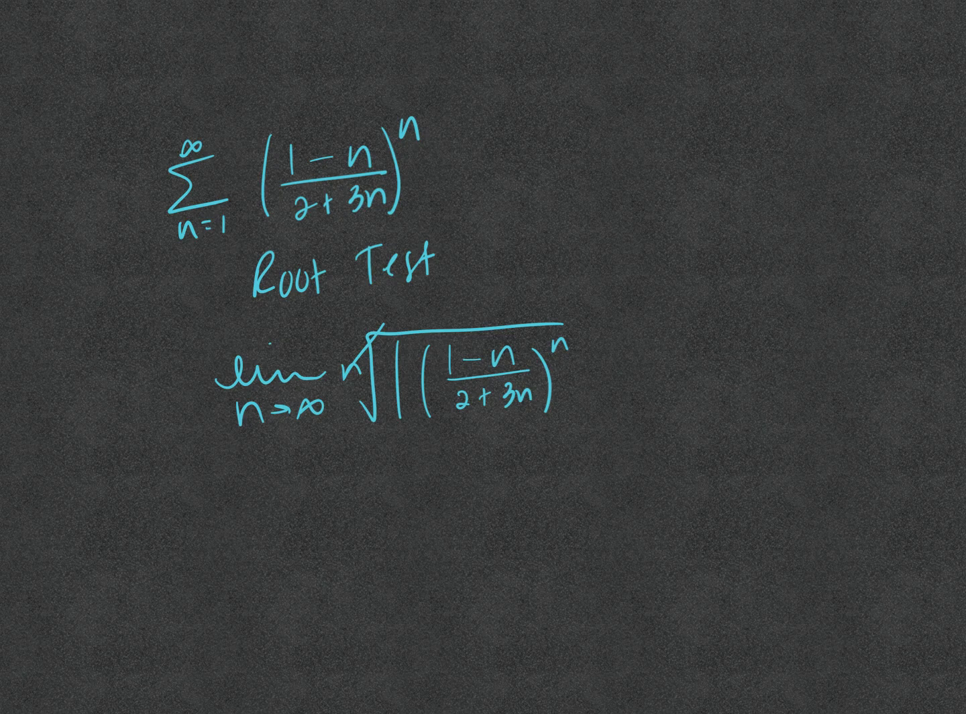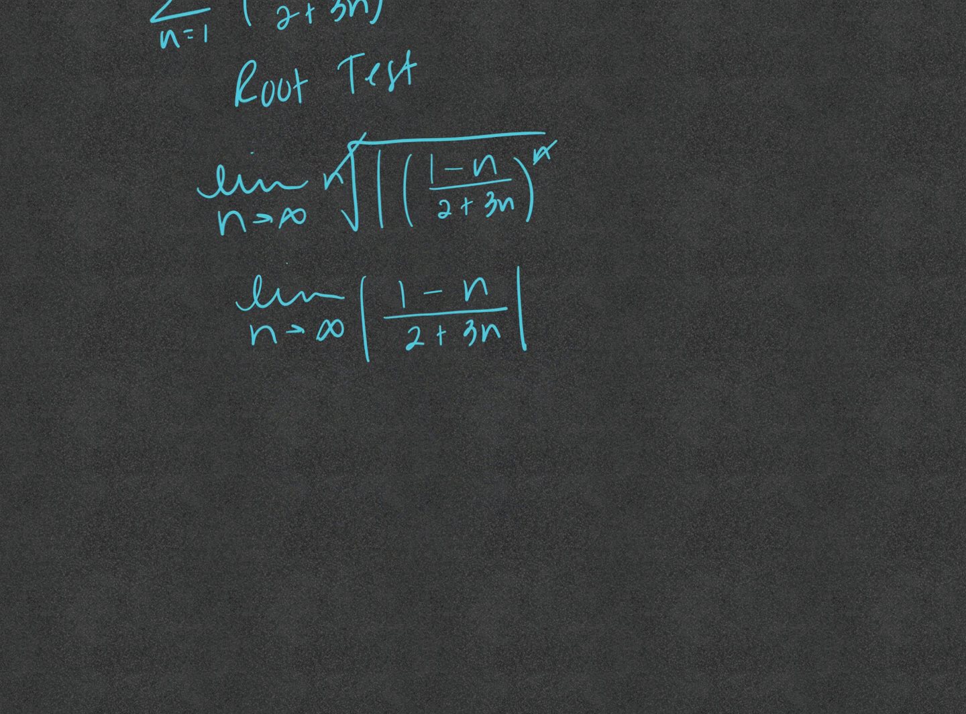Now my nth power and my nth root cancel. So I have the limit as n approaches infinity, and I'm left with the absolute value of 1 minus n over 2 plus 3n. Now my n gets very large, so it would be negative, so I'm going to keep my absolute value in this case. And if you think about when you plug in infinity, you get negative infinity over infinity, which is indeterminate form. So let's use L'Hopital's rule.